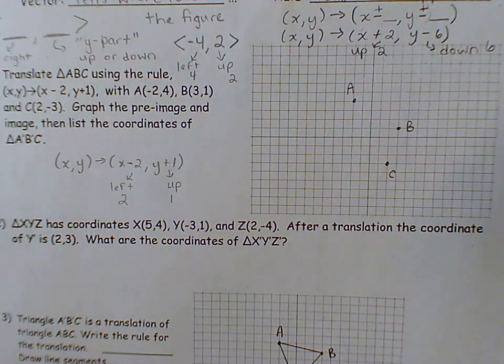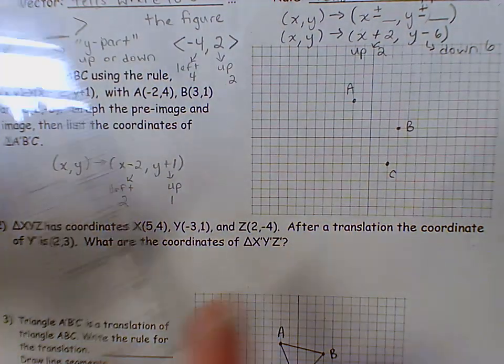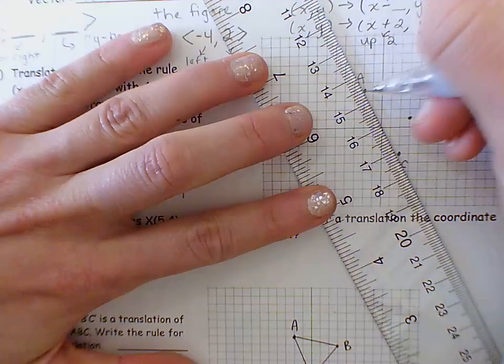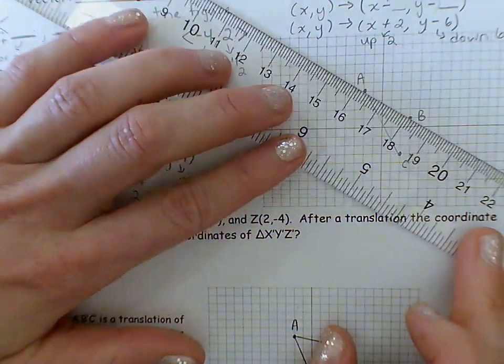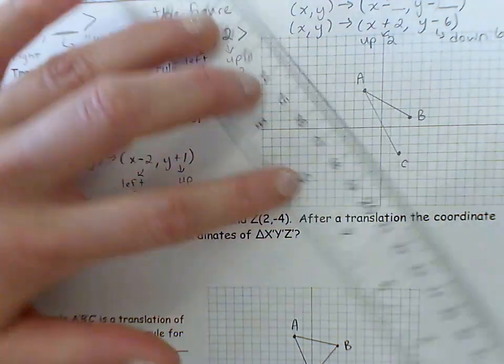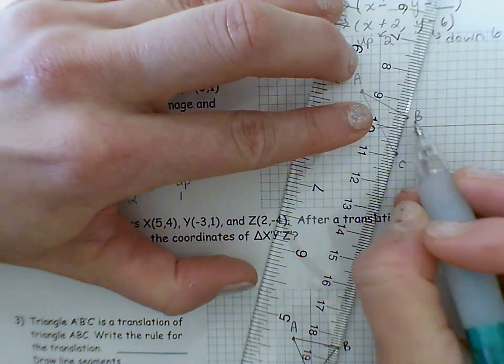So if you have a ruler, you can use a ruler. If you don't have a ruler, you can use the edge of a sheet of paper to make nice straight lines. I just happen to have a ruler, so we're going to make our figure. So this is the original figure, and then I'm going to translate it, in other words, slide it how it tells me to slide it.